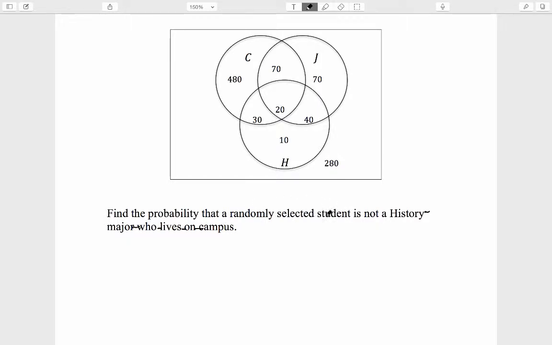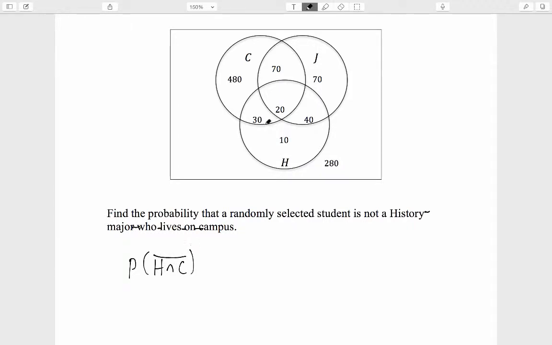You might be tempted to think that it's asking about a non-history major, that is, someone who's majoring in not history, who lives on campus. That's a less natural reading, and if it meant a non-history major who happens to live on campus, it would have been phrased differently, as not a history major, but lives on campus. This is a little bit subtle, but interpreting English phrasing, or phrasing in any other language, is part of applying probability to real life.